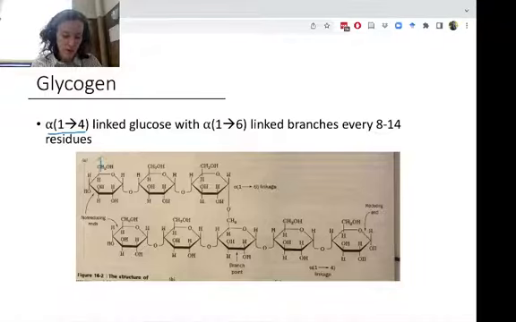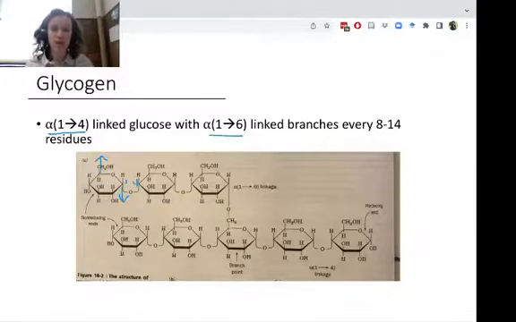We've got our alpha, which are basically going opposite directions. And then we're linking the first number, the 1 carbon, to the 4 carbon, starting, of course, from the anomeric carbon. Glycogen has an additional linkage. It is branched. It has an alpha 1 to 6 linkage. So again, we have this alpha connection, and now we're going from the anomeric carbon to carbon number 6. So glycogen has this more complex structure, where it's branching off in many directions, and isn't just linear.